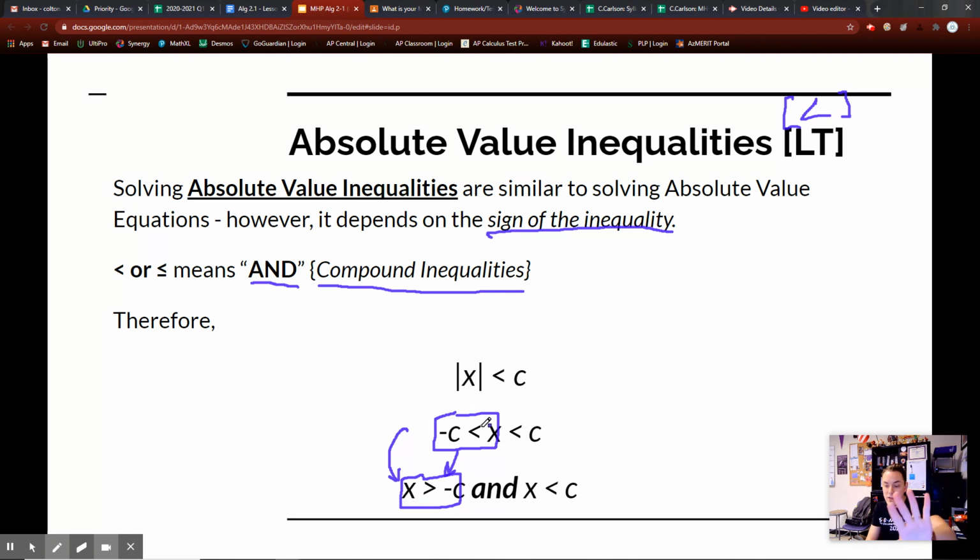Notice how I'm kind of flipping that like a pancake. So I'm taking the x, flipping it over, taking the sign, flipping it over. So now I kind of flip signs here. But the negative c just flips over, but is still a negative c. And then I'm also taking this side and doing it that way. So you're basically taking two separate inequalities and combining them into one.